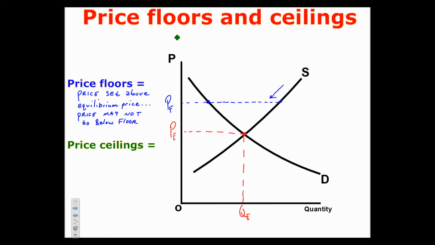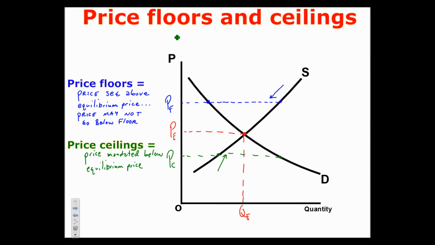Okay? Price ceiling, on the other hand, is a price mandated below the equilibrium price. And it's not allowed to go above it. So in this case, we have a price ceiling, and the price is not allowed to go above this level. Now you understand a little bit about what we're talking about.